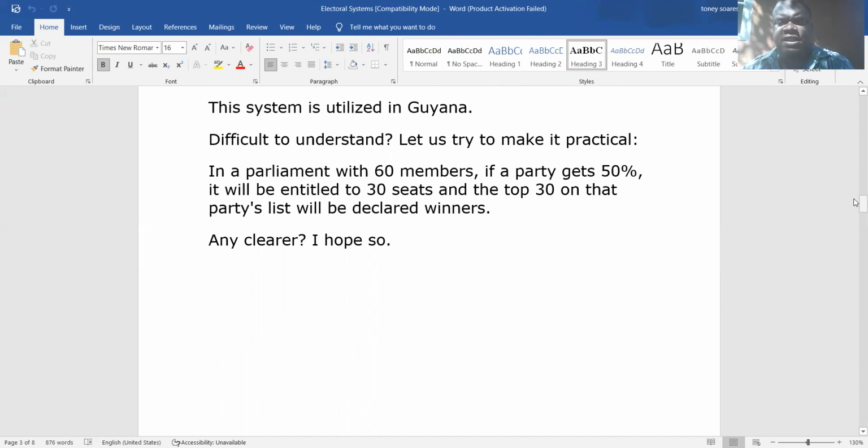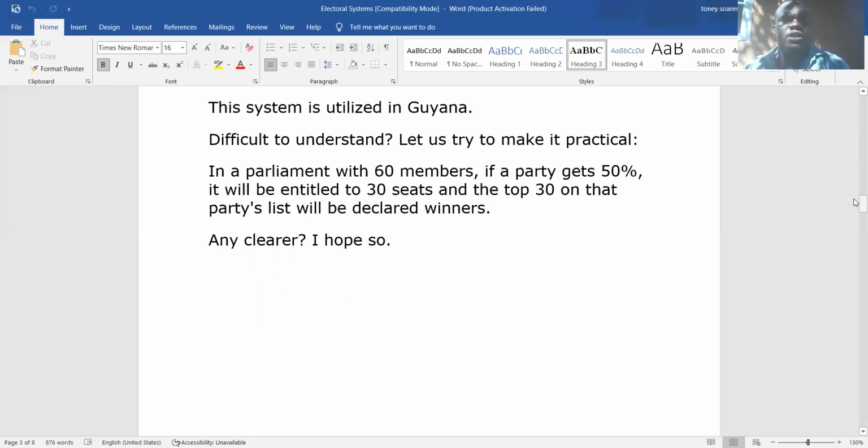Under proportional representation, the country is seen as one constituency. Under this electoral system, voters vote for political parties and not candidates. So on election day, all the voters will go out and vote for the political party of their choice. At the end of the election, the party with the highest percentage of the votes is declared the winner and gets the highest percentage of the seats.